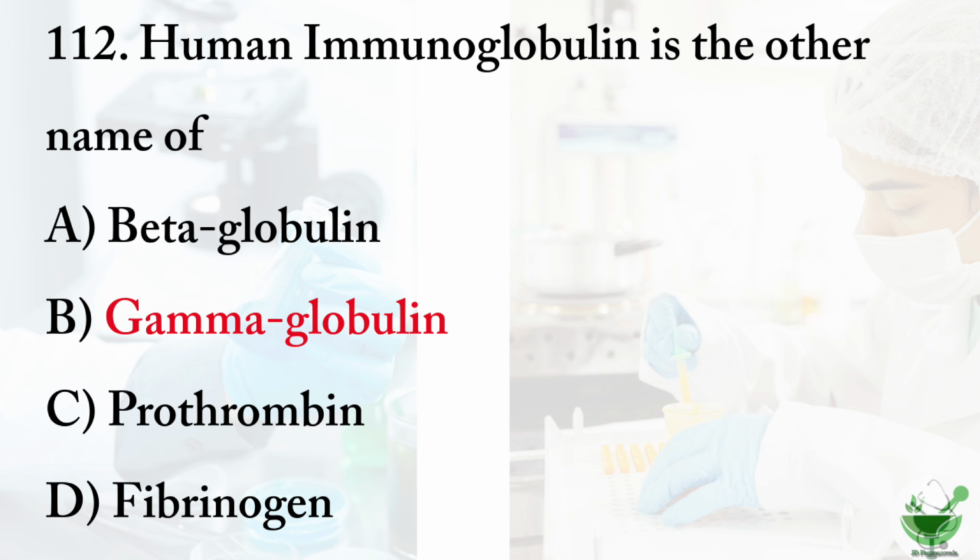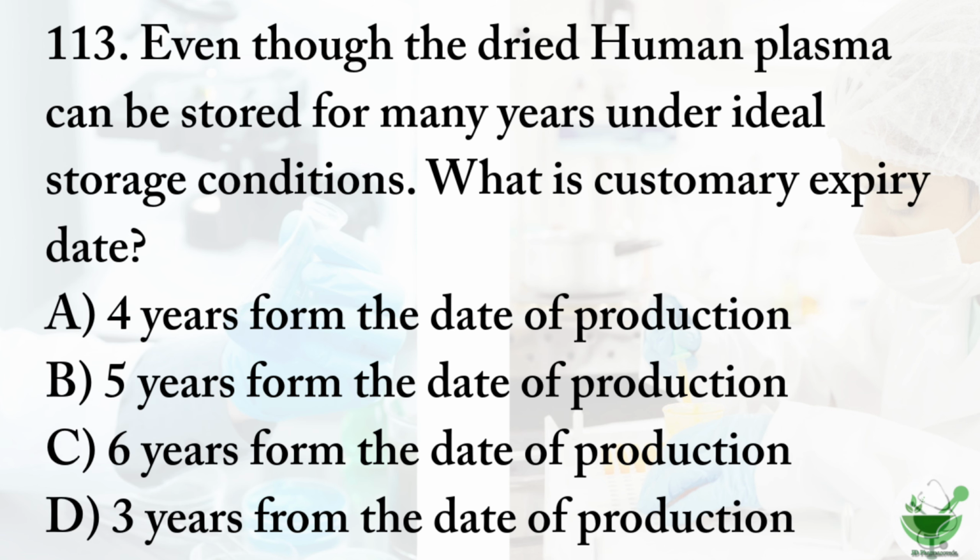Then question number 113. Even though the dried human plasma can be stored for many years under ideal storage conditions, what is the customary expiry date? Option A 4 years from the date of production, option B 5 years from the date of production, option C 6 years from the date of production, option D 3 years from the date of production. The correct option is option B 5 years from the date of production.